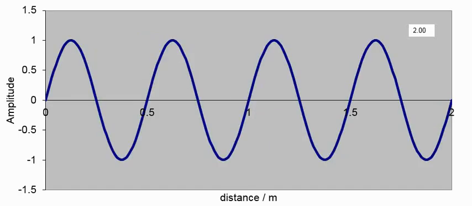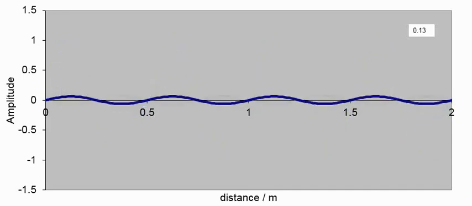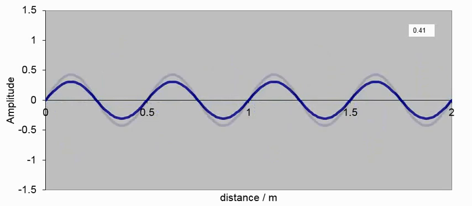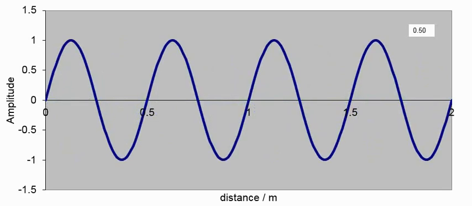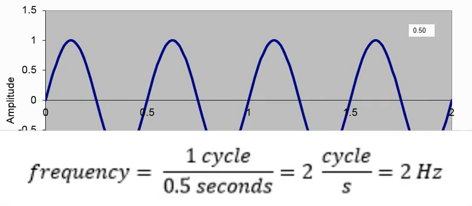Can you tell me what the wavelength is in this case? If you said that the wavelength is half a meter, you're correct. We'll set our timer back to 0, and let's see how long it takes this particular wave to go through 1 full cycle. Wow, that didn't take very long at all. In this case, we see that 1 wave went through a full cycle in a half a second. 1 divided by a half is equal to 2. So this particular wave has a frequency of 2 Hertz, or 2 waves per second.